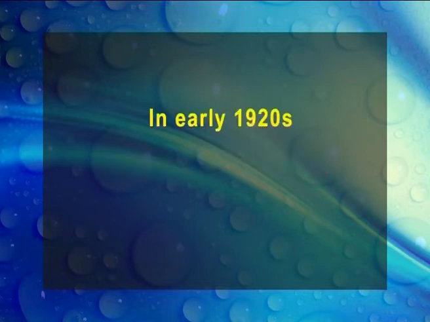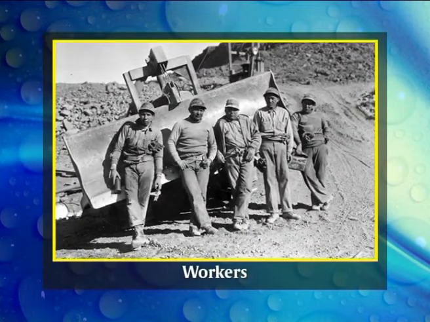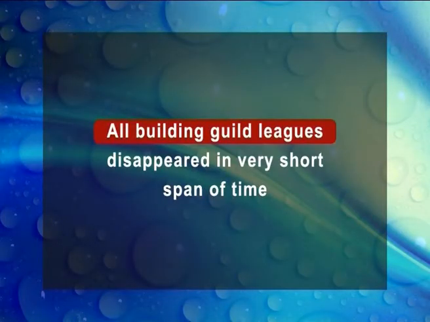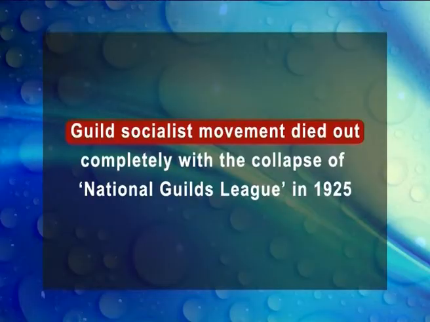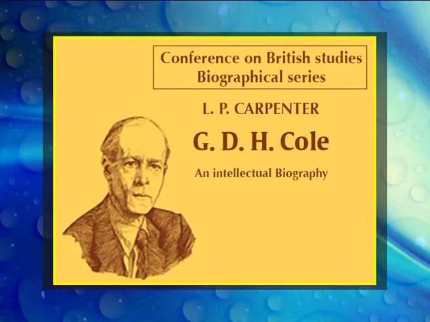However, in early 1920s, with the general lowering of wage levels and an increase in unemployment, the workers' control over the labor supply had become less effective and the state withdrew its financial support to the building leagues. Consequently, all building guild leagues disappeared in a very short span of time. On the other hand, the Guild Socialist movement was on its decline and died out completely with the collapse of National Guilds League in 1925. Cole, one of the strong exponents of the movement, repudiated most of his Guild Socialism, and the others have turned their attention to other matters.